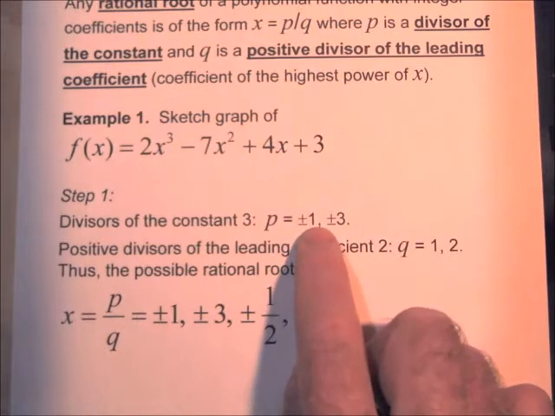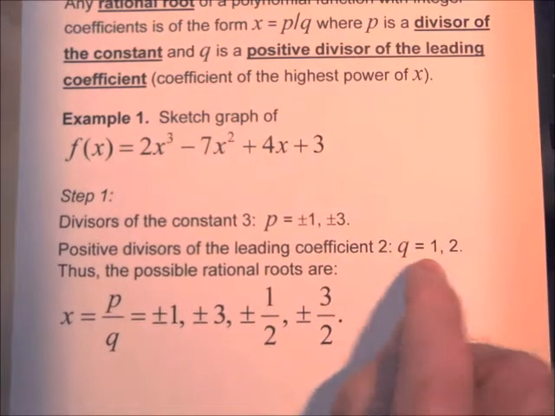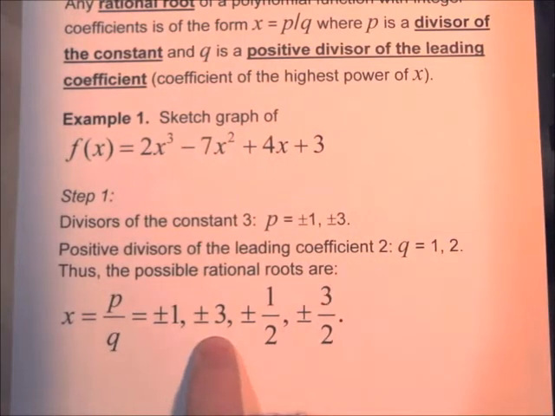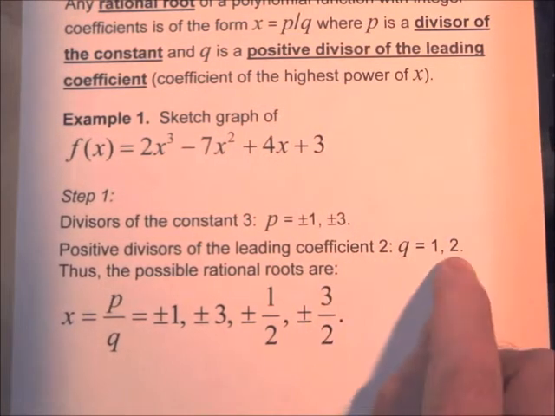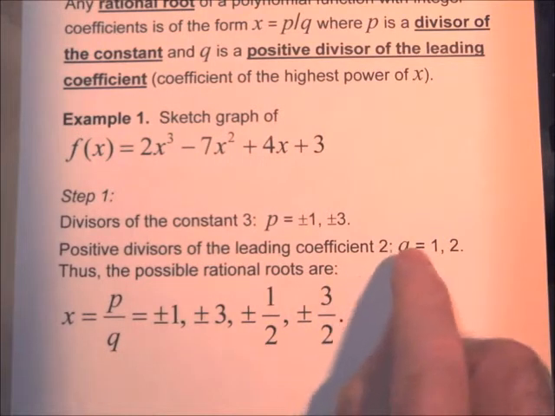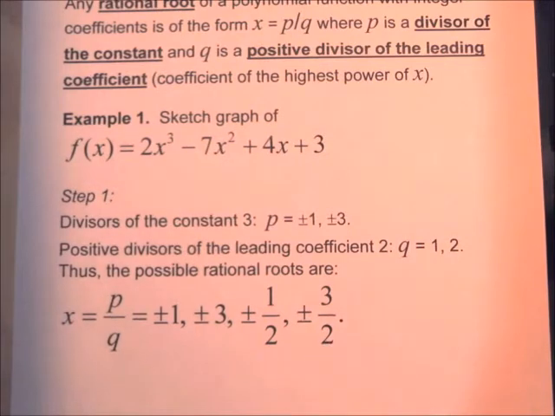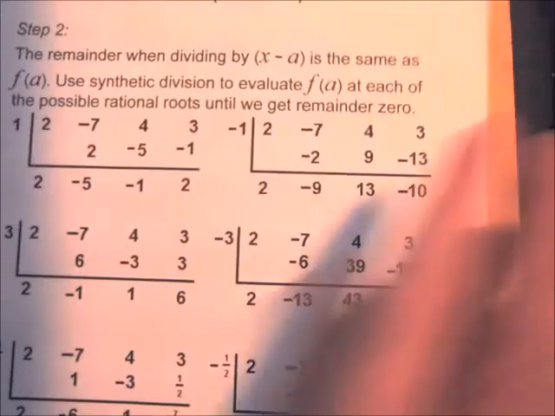So if we divide plus or minus 1 by 1, we get plus or minus 1. Plus or minus 3 divided by 1 gives us plus or minus 3. Plus or minus 1 divided by 2 gives us plus or minus a half. Plus or minus 3 divided by 2 gives us plus or minus 3 halves. So any rational root will be one of those. Okay, so that narrows down our possibilities, though we still have a rather long list of possible rational roots.